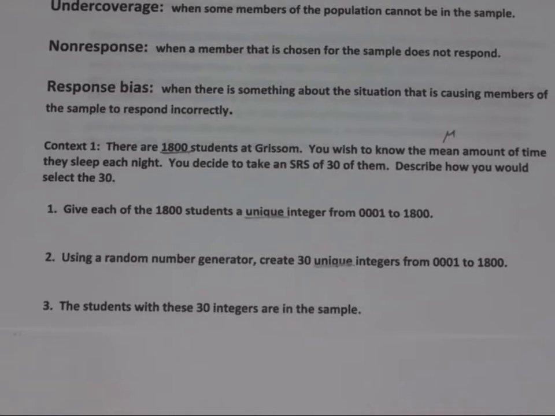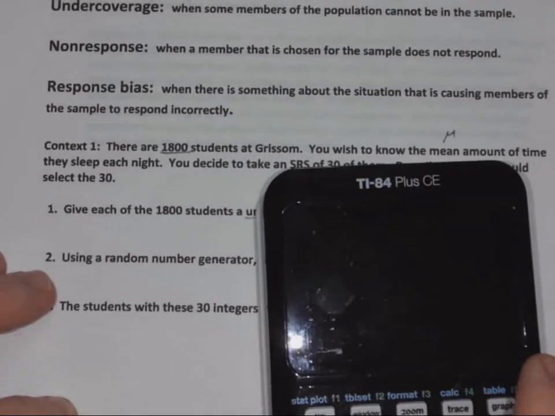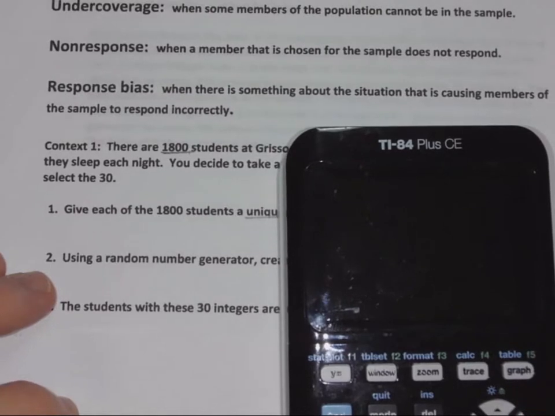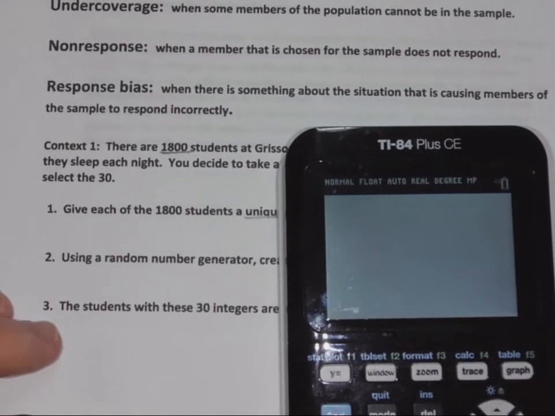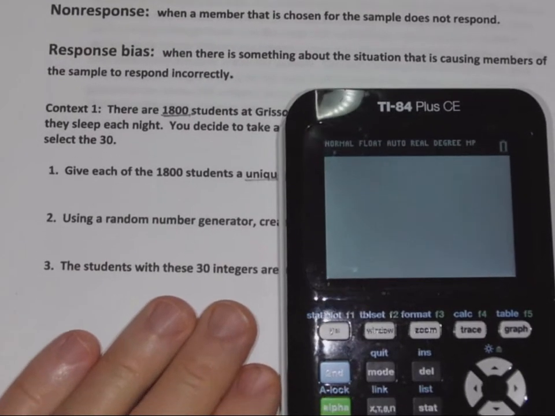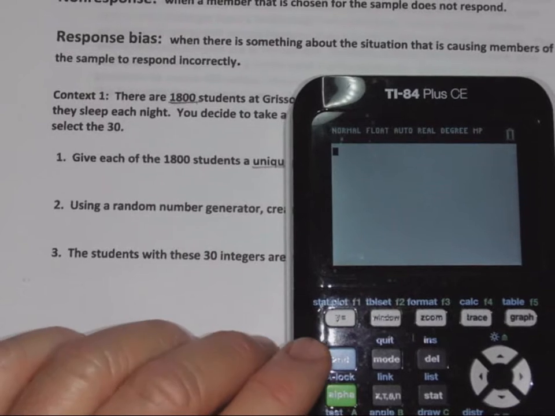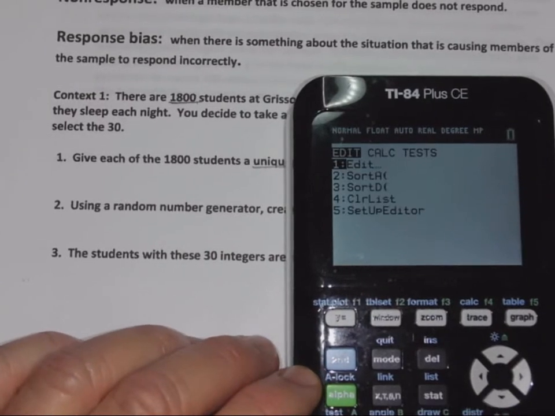Let me show you how to use random integer with your calculator. So I am going to show you how to do that. So this is what we'll do. And I'm going to go ahead and put the random integers in a list. And so what I do to access a list is I'm going to hit Stat and Edit.